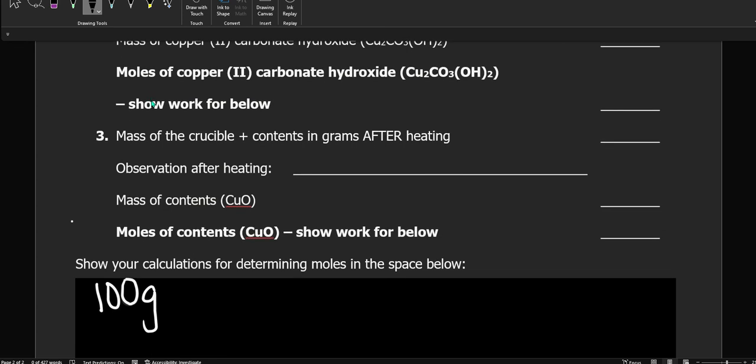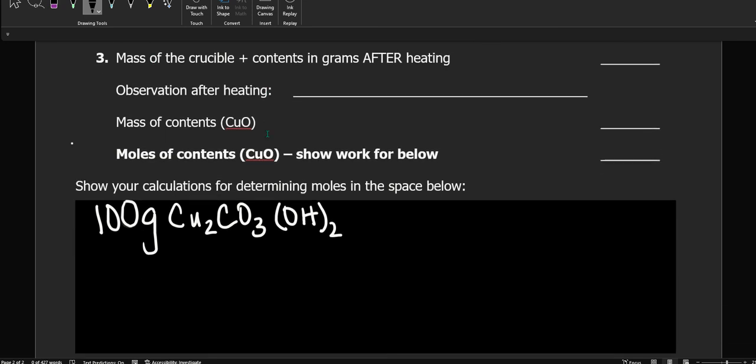So we know that malachite's formula is Cu2CO3(OH)2. It's a long formula. So how would we go about showing the calculations for this?